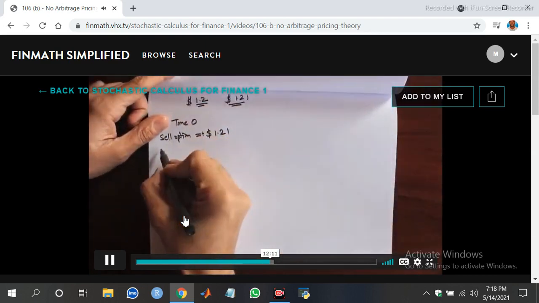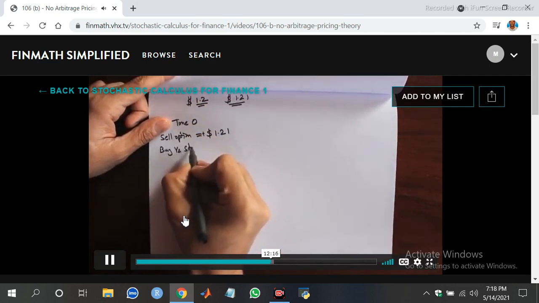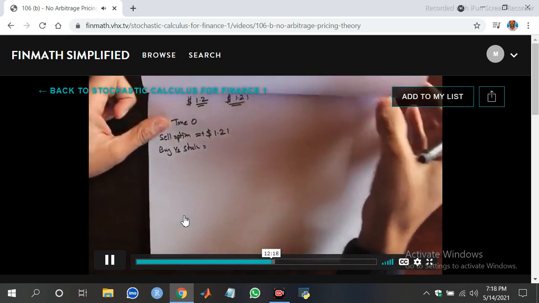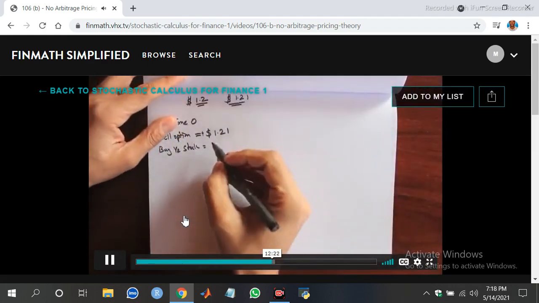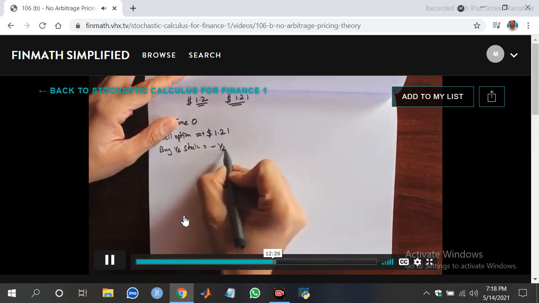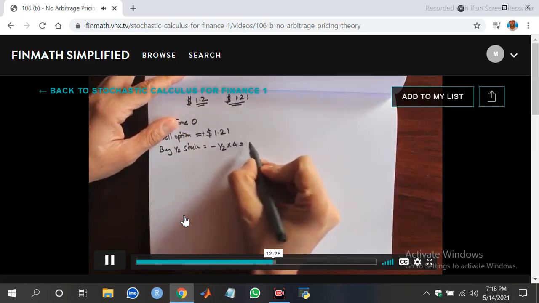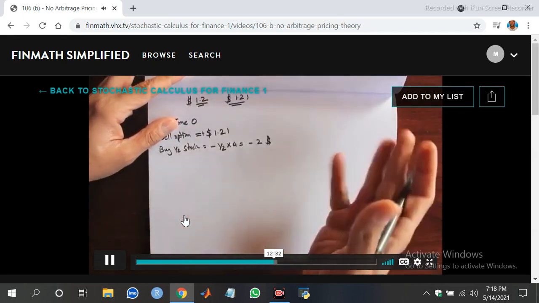So what we can do is buy half stock, and since the value of the stock at time 0 is 4, how much money do we need to shell out to buy half a stock? That will be minus half into 4 equal minus $2. And why minus 2? Because it's a cash outflow.